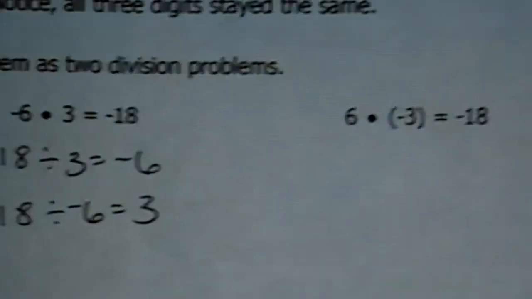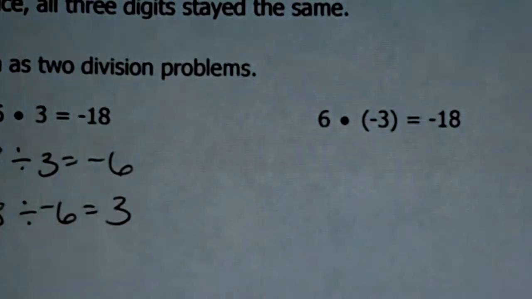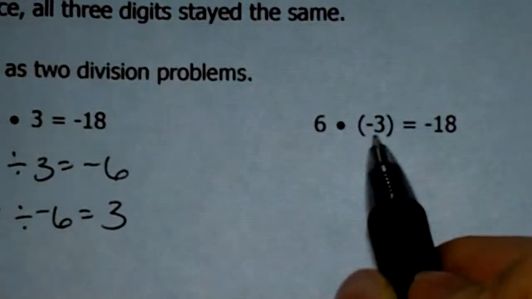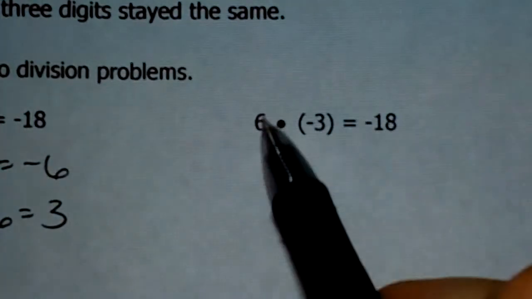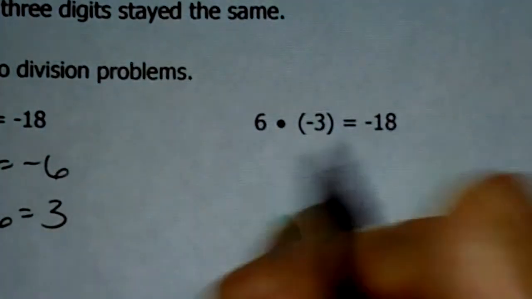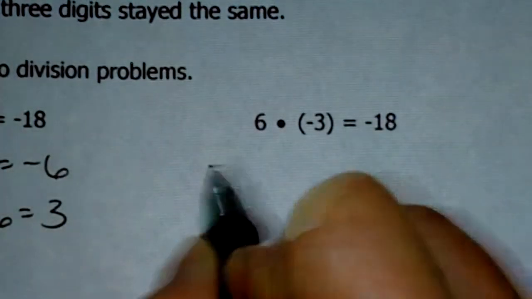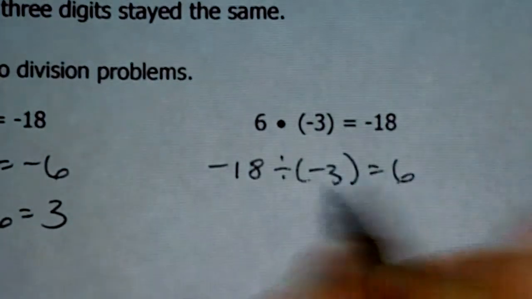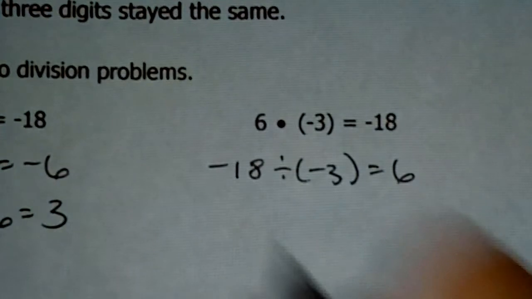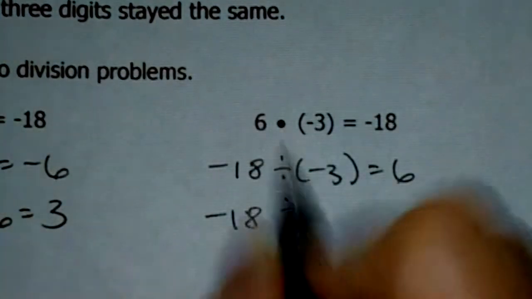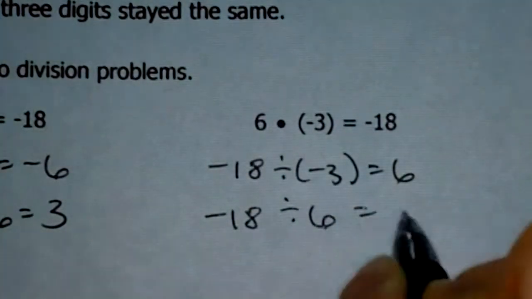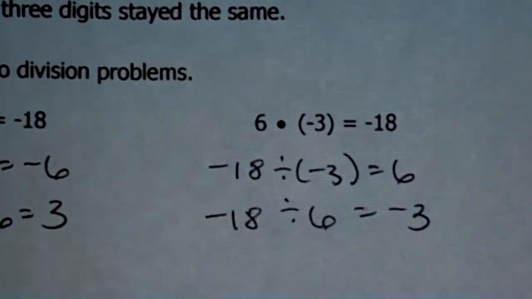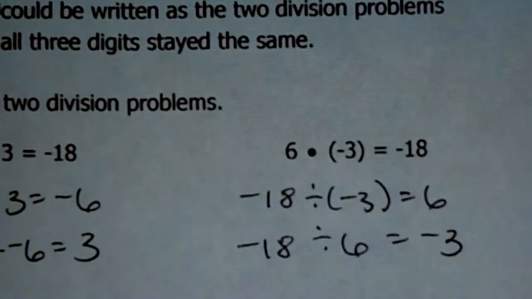All right, the last one, all kind of similar to one another. We know that 6 times negative 3 is negative 18, because it doesn't matter which one's greater. If you are multiplying and you have one of each, it's a negative. So this is true. That means that negative 18 divided by negative 3 would equal a positive 6. And a negative 18 divided by a positive 6 would give you a negative 3. So these are all of our families, right?